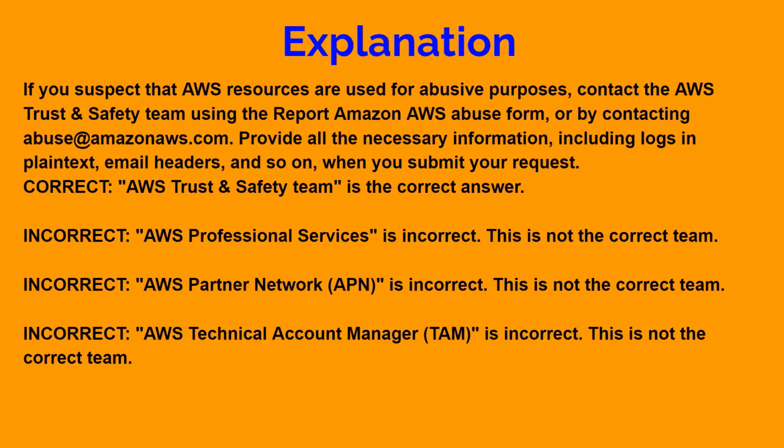Explanation. If you suspect that AWS resources are used for abusive purposes, contact the AWS Trust and Safety Team using the Report Amazon AWS Abuse form, or by contacting abuse@amazonaws.com. Provide all the necessary information, including logs in plain text, email headers, and so on, when you submit your request. Correct. AWS Trust and Safety Team is the correct answer.